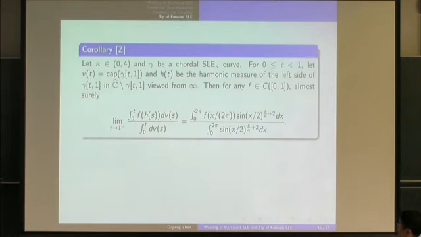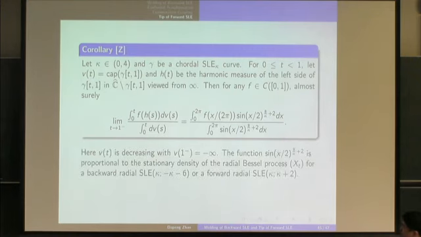We have the following theorem. Let kappa be strictly less than 4, gamma be a chordal SLE kappa curve, and suppose for t less than 1, we let V of t be the capacity of the curve from t to 1. So we forget about the curve from 0 to t. And let h of t be the harmonic measure of the left side of gamma from t to 1 in the complement of gamma from t to 1 viewed from infinity. Then for any continuous function f, almost surely the following formula holds.